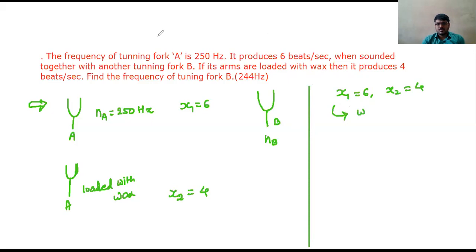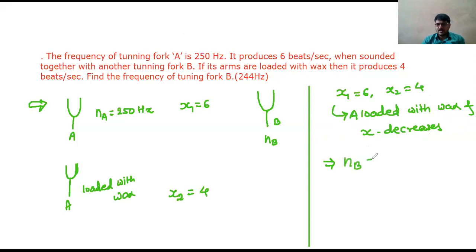First thing, what they did, first loaded with wax, and x decreases. Which tuning fork? A tuning fork loaded with wax and x is decreasing. You go back to the table and see what is the formula which we have to use. See here, A loaded with wax and x decreases. Then you are having formula NB is equal to NA minus X.